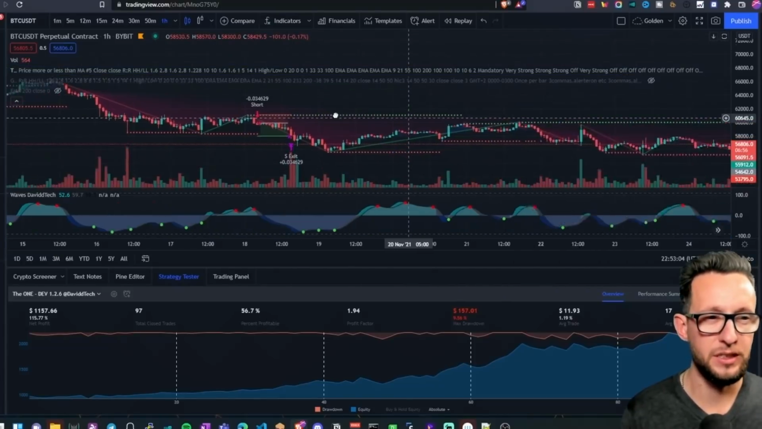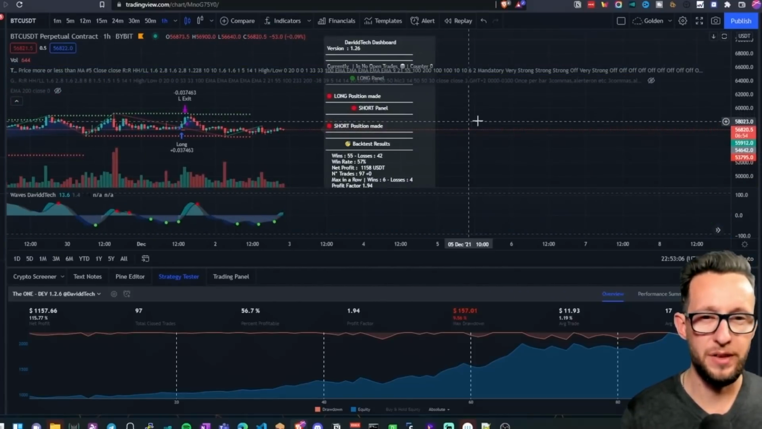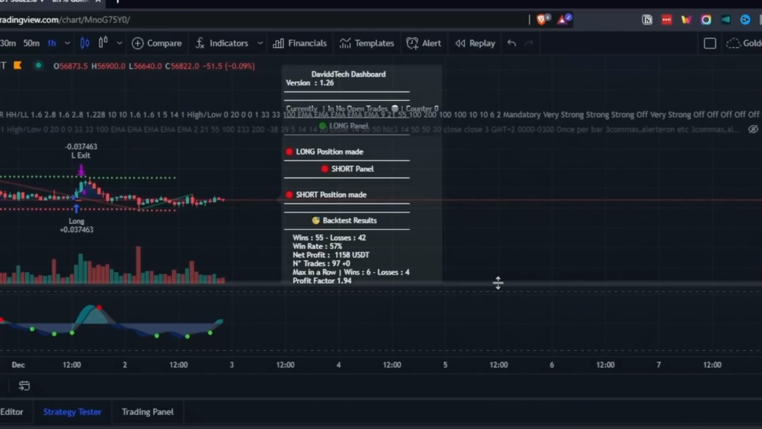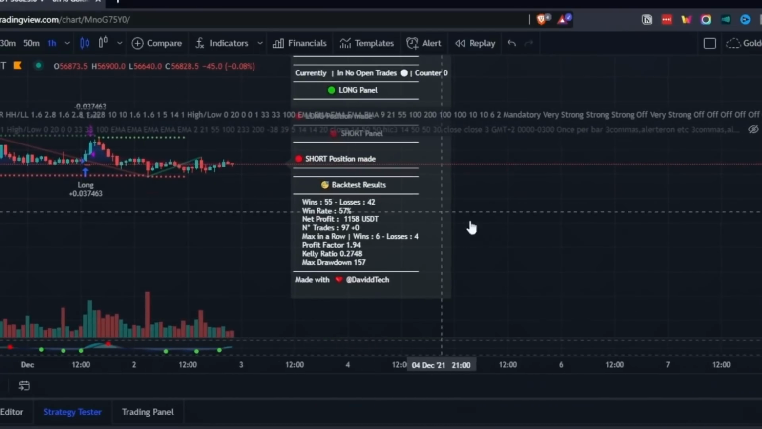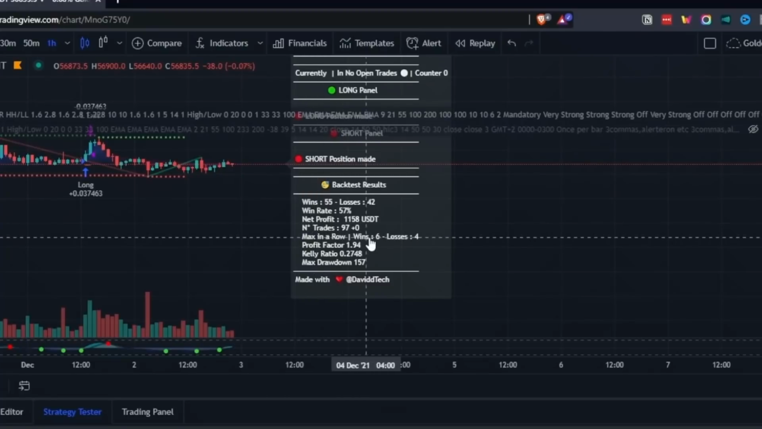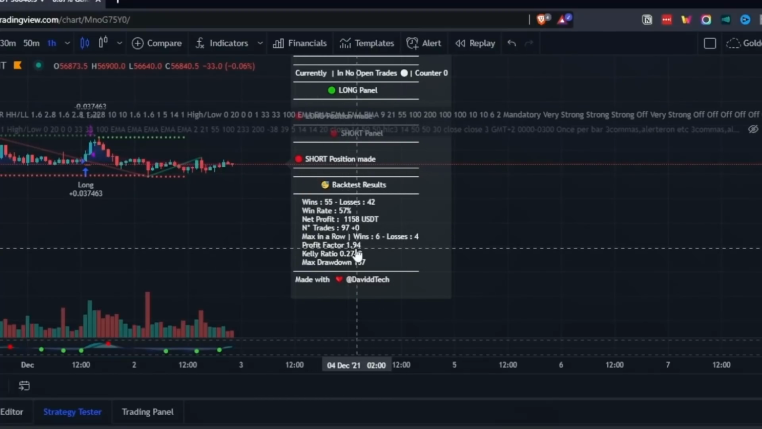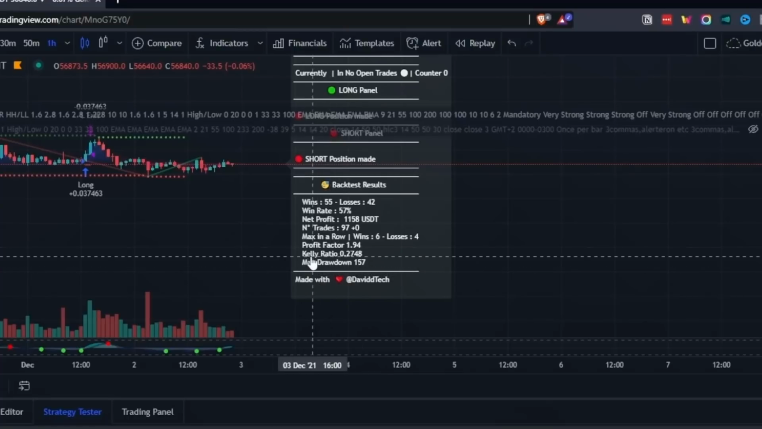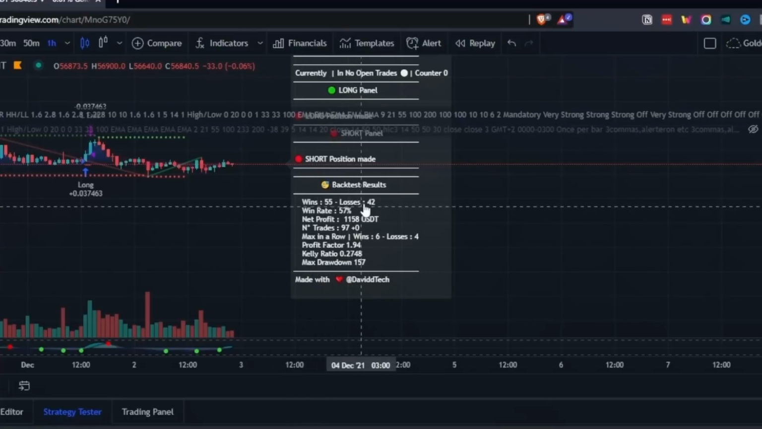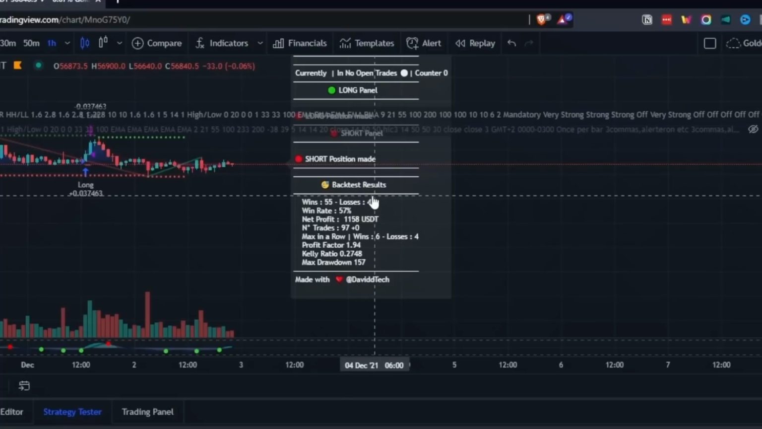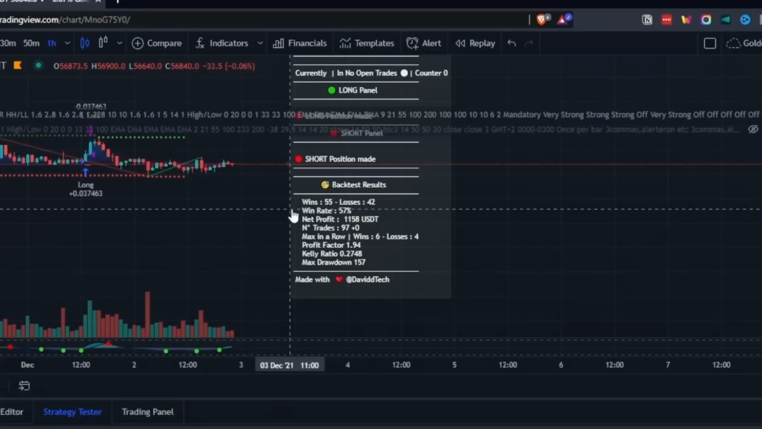56.7% win rate. Now, if I go all the way over this way, over here, we'll find my traditional board here, which will tell us that we've actually managed to get 6 wins in a row and 4 losses, a profit factor of 1.94. The Kelly ratio on this is 0.27. Total wins was 55, and then the total losses were 42. Like I said, the win rate was around the 57. We're actually at 56.7.